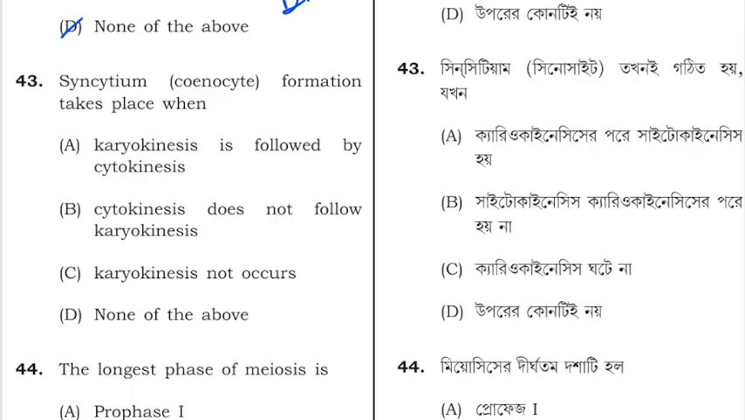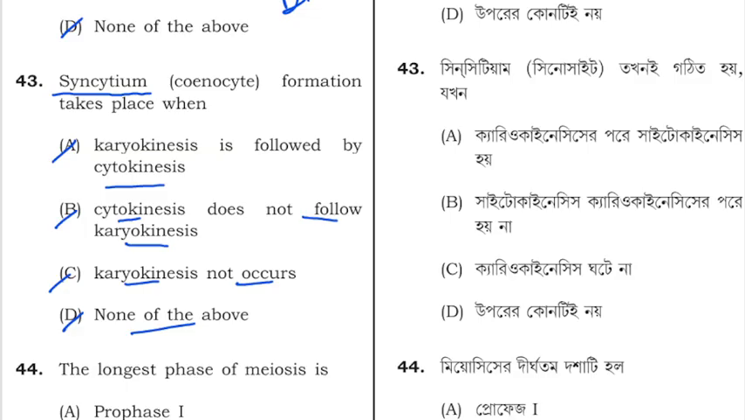Syncytium or coenocyte formation takes place when? Option A karyokinesis is followed by cytokinesis. Option B karyokinesis not followed by cytokinesis. C is karyokinesis does not occur. Option D none of the above.